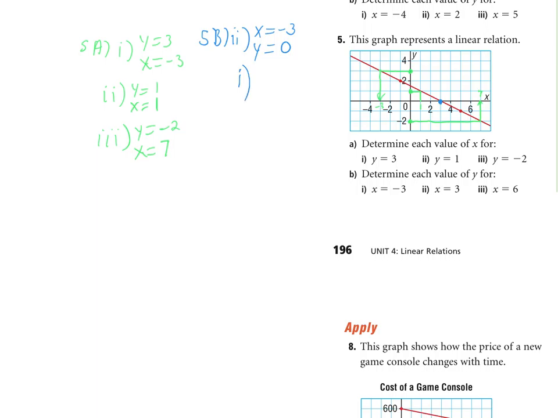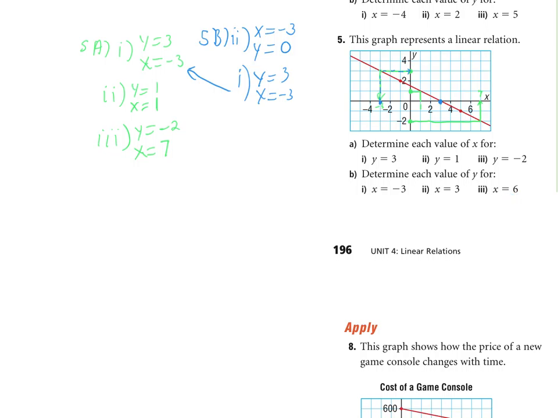So when x is negative 3, we already covered this one right up above. When x is negative 3, now I come this way till I get to the line, then this way till I get to negative 4, or no, sorry, positive 3. So when x equals negative 3, y equals a positive 3. And that corresponds to this one right here, so we know we are correct.